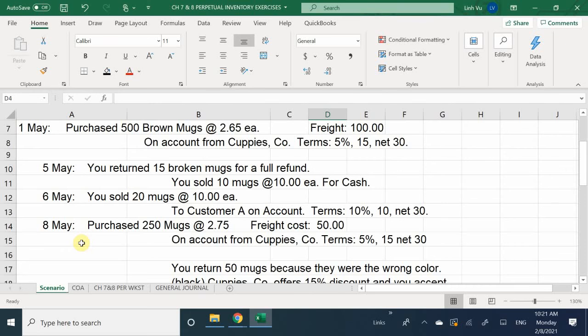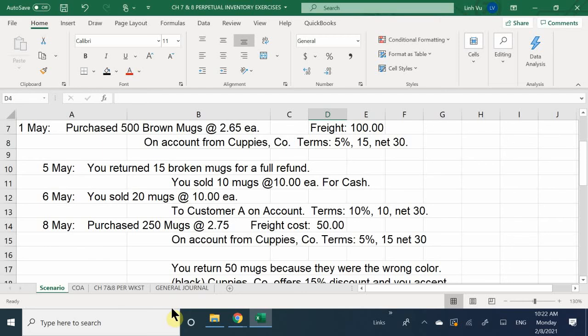We purchased 250 mugs at $2.75 with a freight cost of $50. Okay, so 250, 2.75, and $50. And we bought it from Cuppy's Co. How did we pay? On account.